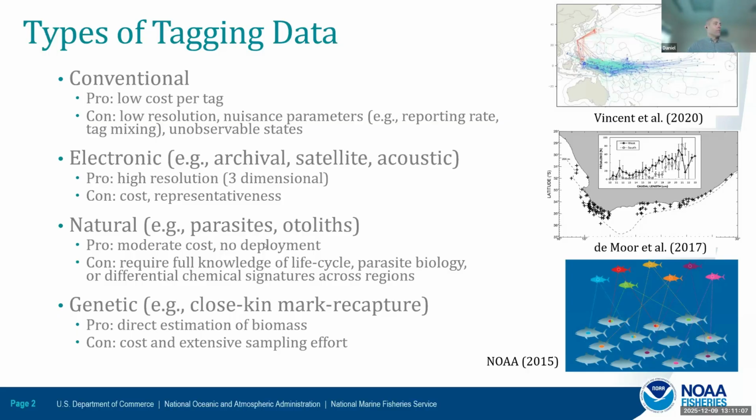Kind of the in-between there is natural tags, either parasites or otolith microchemistry, which are nice because you don't really need to deploy them. They're just naturally occurring, so you get past that deployment part. The issue there is that you need to know a lot about the life cycle of the species that you're studying. And then finally, genetic tagging, close-kin mark-recapture, which is really nice because it can give you a direct estimate of biomass, but then you have a lot of cost associated with extensive sampling effort.